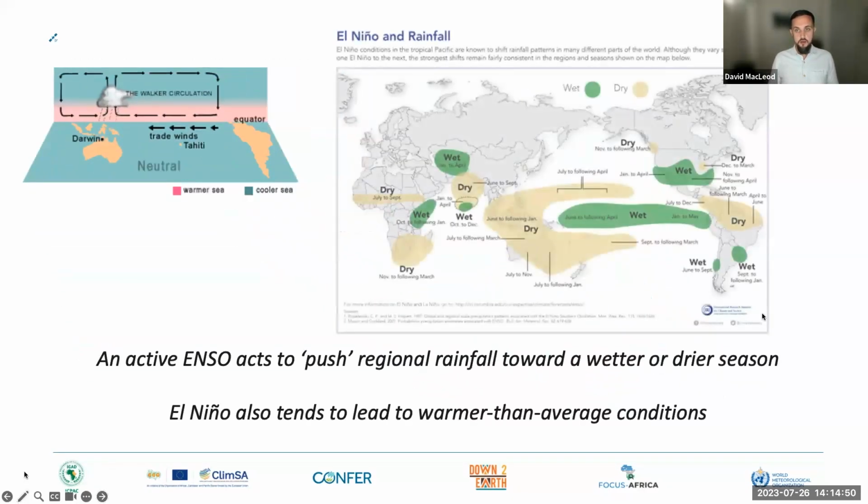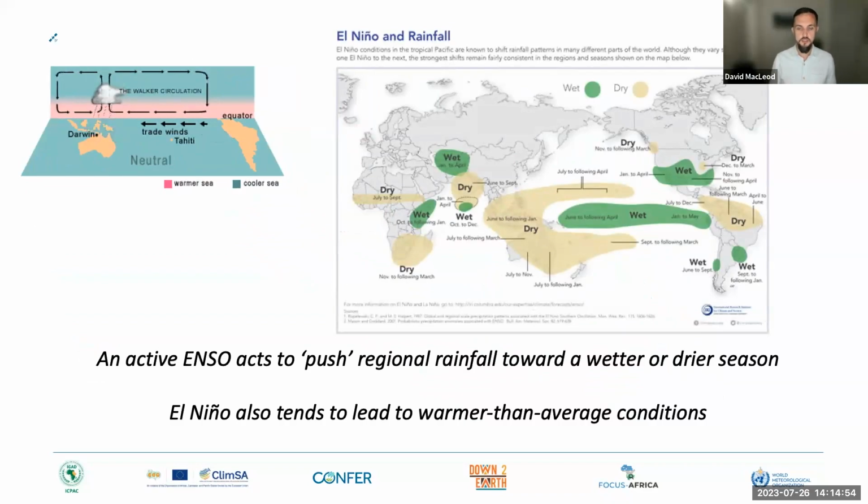Typical impacts are shown here. This is just a schematic. This isn't a guarantee of what would happen, but when you get an El Niño event, this is the kind of picture you might expect to see. Just focusing on Africa, it's typically wet in East Africa when there's an El Niño from October to the following January. In Southern Africa, it tends to be dry from November to the following March. There's also a dry signal for the Sahelian region, in northern Sudan and northern Ethiopia, in the unimodal part of Ethiopia, where there's just a season from June, July, August, September.